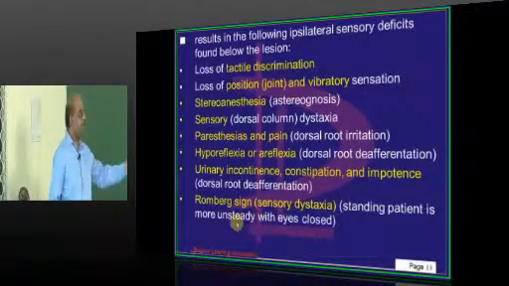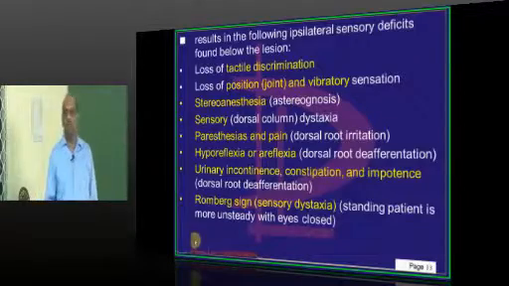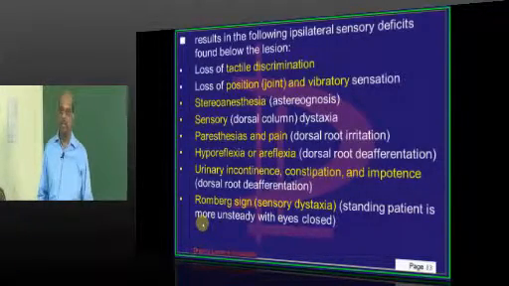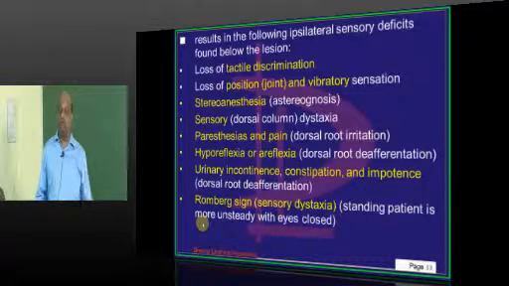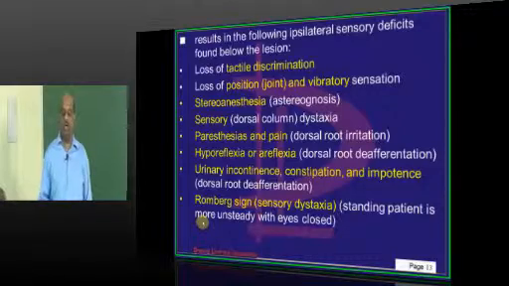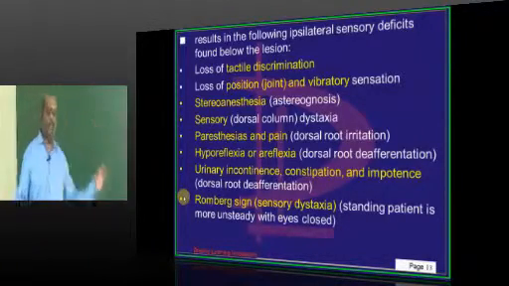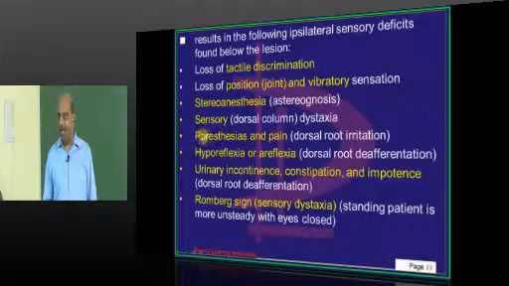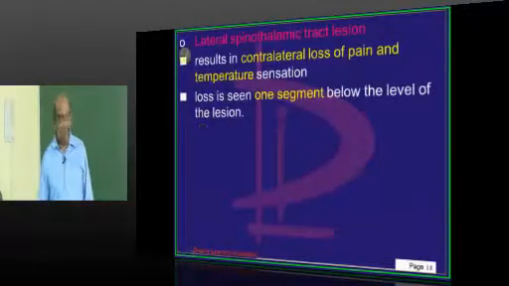Then Romberg sign will typically be positive. That is, you ask a person to walk in a tandem line, then with the eyes open he is able to manage, because the visual information is maintaining the cerebellum. Ask him to close his eyes and walk, then he will be swaying. That is typical of Romberg sign positivity on closing the eyes in case of dorsal column lesions.